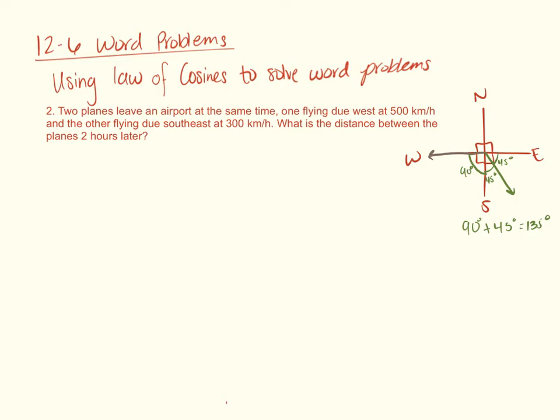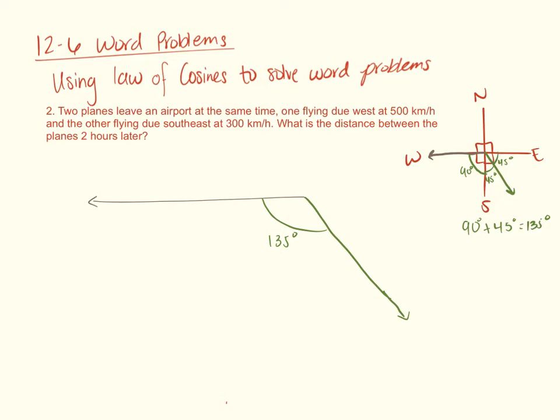So let's draw this triangle a little bit larger. So we've got brown being our first plane, okay, and then green being our southeastern plane. And so this angle is going to be 135 degrees in the middle there, okay? Now, the second thing we need to figure out is how big of a distance did each of those planes travel in 2 hours, right?